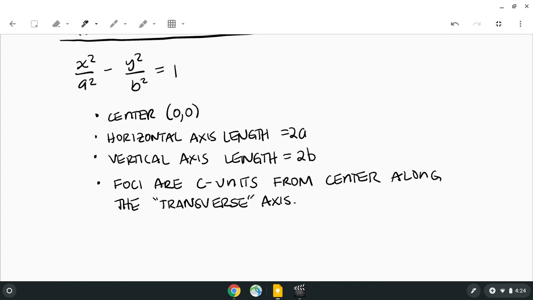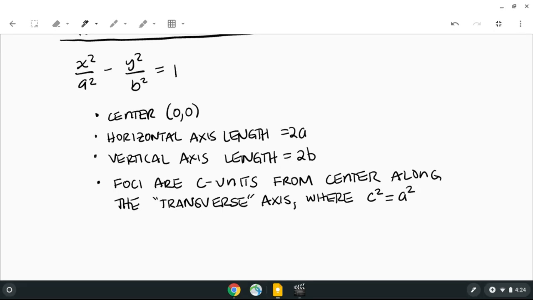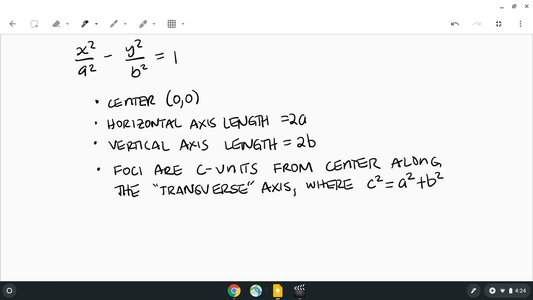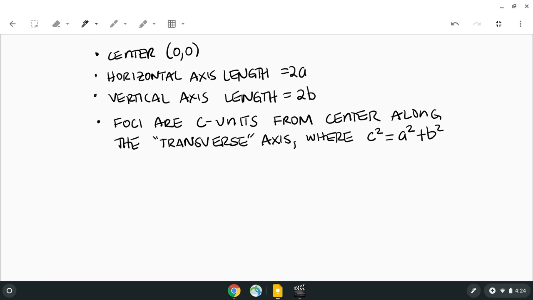Where C squared equals A squared plus B squared. So that's different. The one for the ellipse is subtraction. So here the C squared formula is the Pythagorean theorem.